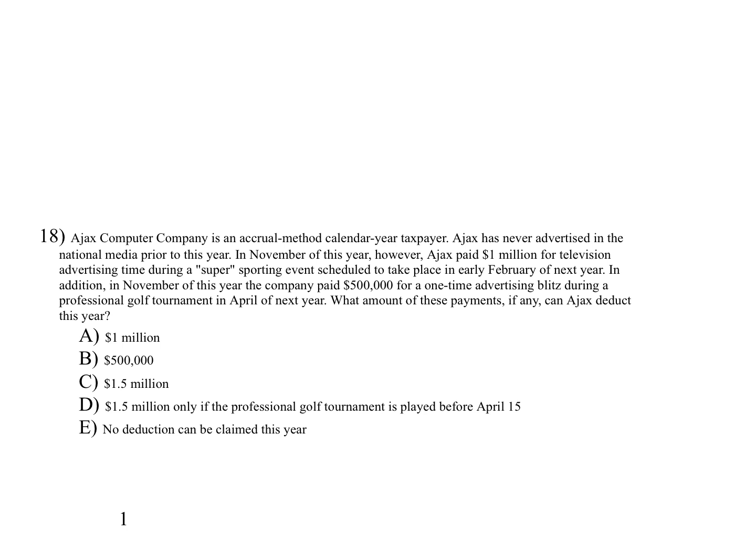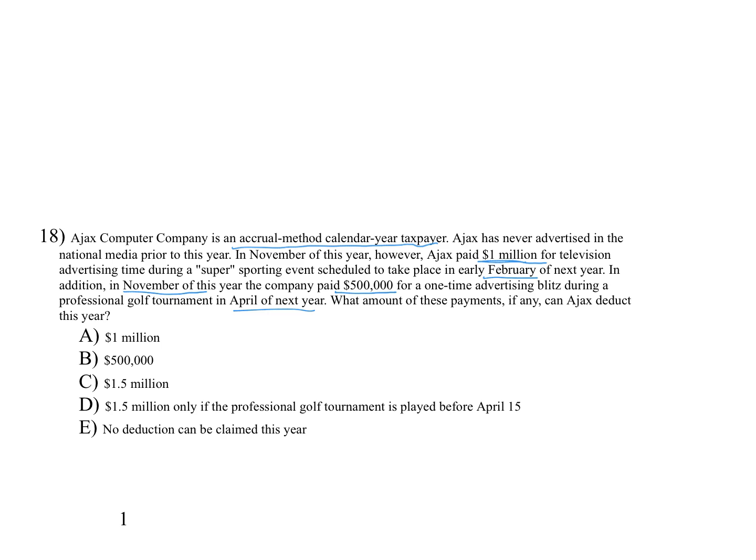Okay, so let's go back through. So we're an accrual method calendar year taxpayer, okay? They've never advertised, blah, blah, blah. In November of this year, they paid $1 million for a television ad that is going to run in February, right? In addition, in November of this year, they paid $500,000 for a one-time advertising blitz during a professional golf tournament in April of next year. Okay, what amounts of these payments, if any, can they deduct?